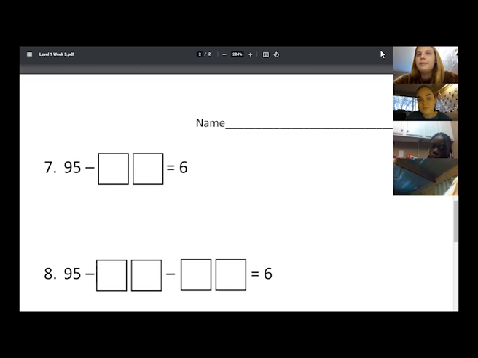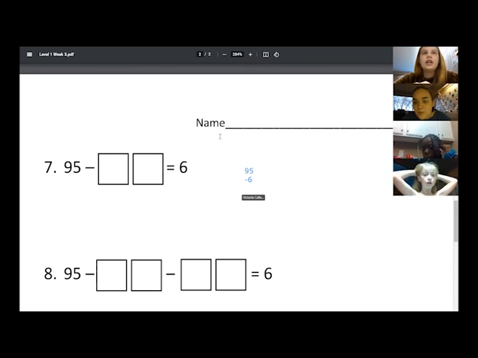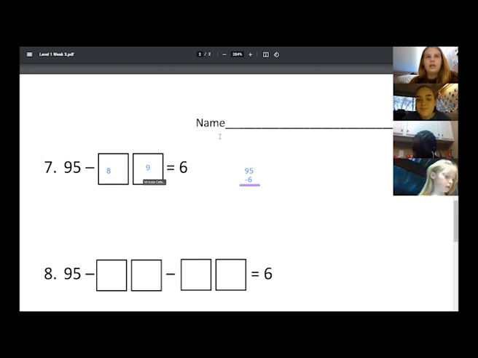Can anyone tell me? Okay, let me write it like this for y'all. Can I try? Yeah, of course. I think it is 95 minus 89 equals 6. Because 95 minus 6 equals 89. So I thought that would make that the answer to that question. Yeah, you're right. Good job.